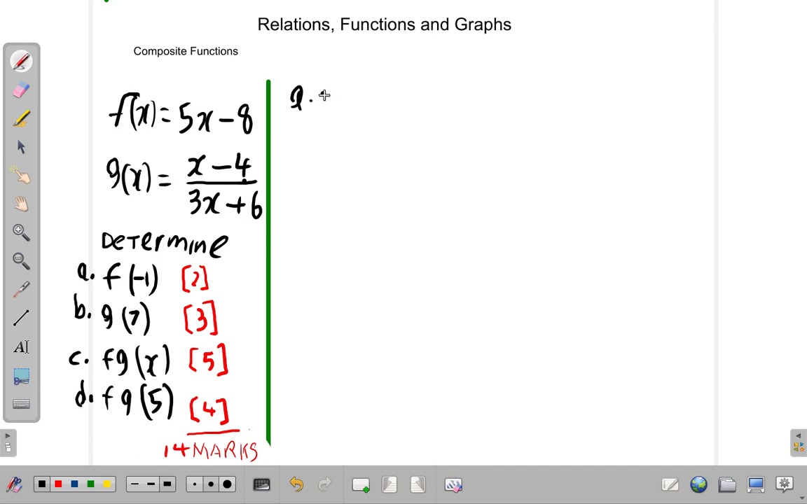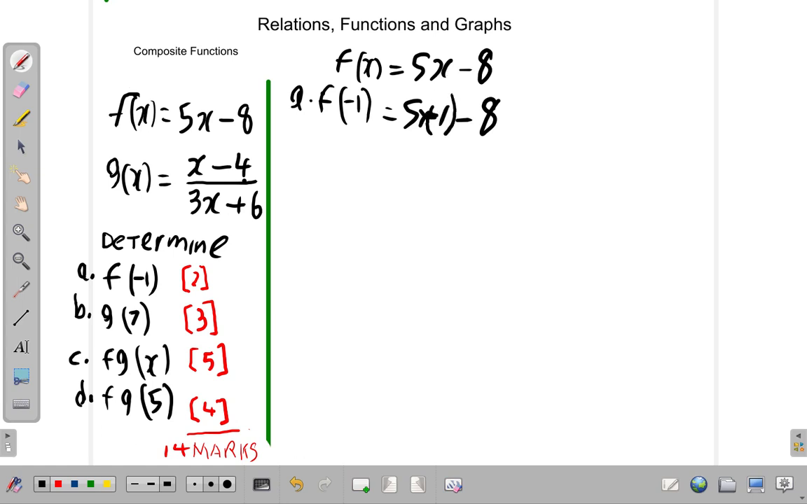For A, we have f of negative 1. Now remember, we had f of x equals 5x minus 8. So f of negative 1 is going to be 5 times negative 1 minus 8. We substitute negative 1 for x, but we put this negative 1 in brackets. So we have 5 by negative 1 is negative 5 minus 8, which is negative 13. So we've got 2 marks for that.